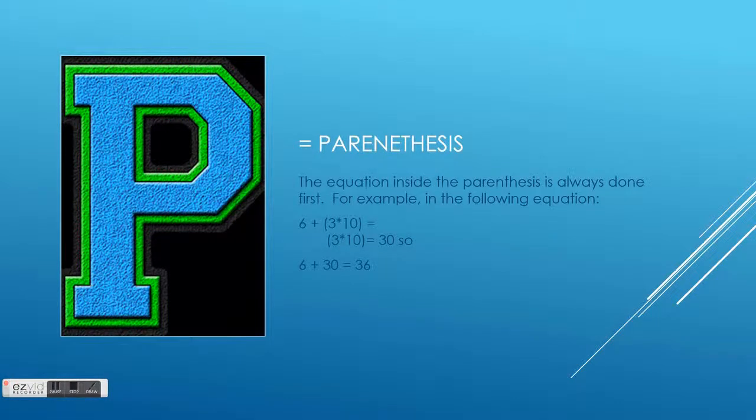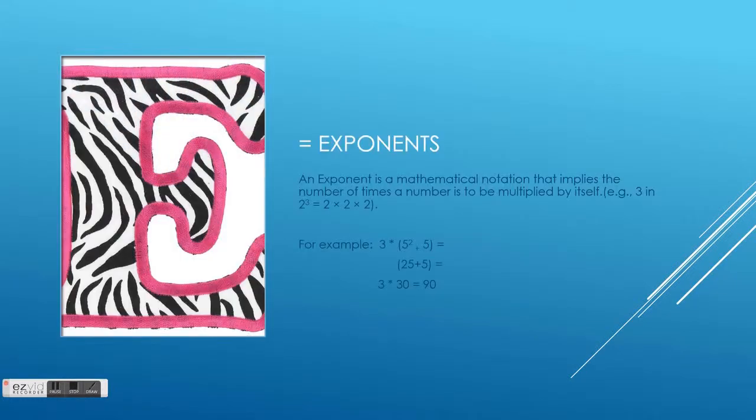P means parentheses. The equation inside the parentheses is always done first. For example, take the following equation: 6 plus parentheses 3 times 10 close parentheses. If you follow PEMDAS, you do your parentheses first: 3 times 10, which is 30. So your equation is really 6 plus 30 equals 36.